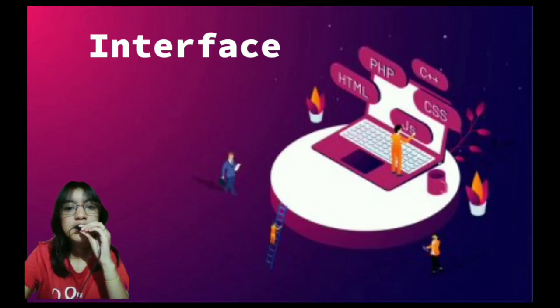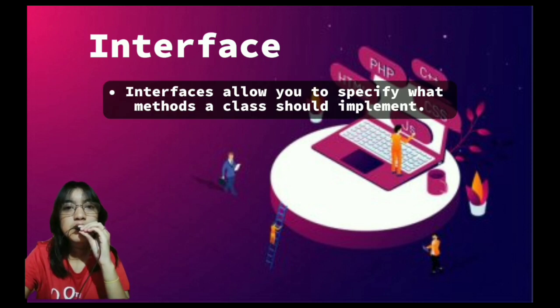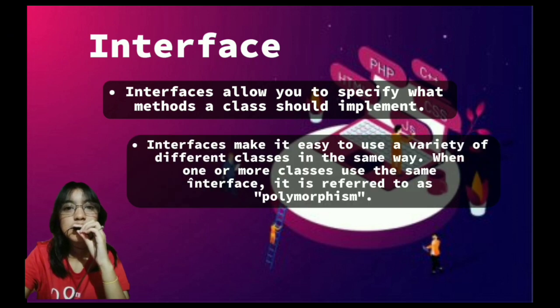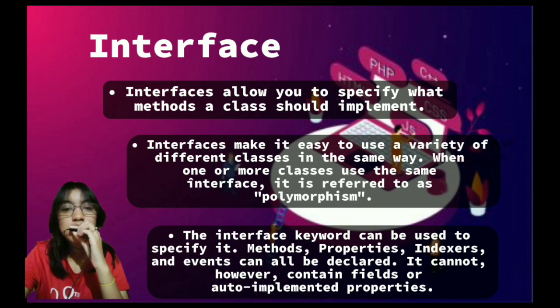The interface. An interface allows you to specify what methods a class should implement. Interfaces make it easy to use a variety of different classes in the same way. When one or more classes use the same interface, it is referred to as polymorphism. The interface keyword can be used to specify its methods. Properties, indexers, and events can all be declared. It cannot, however, contain fields or auto-implemented properties.